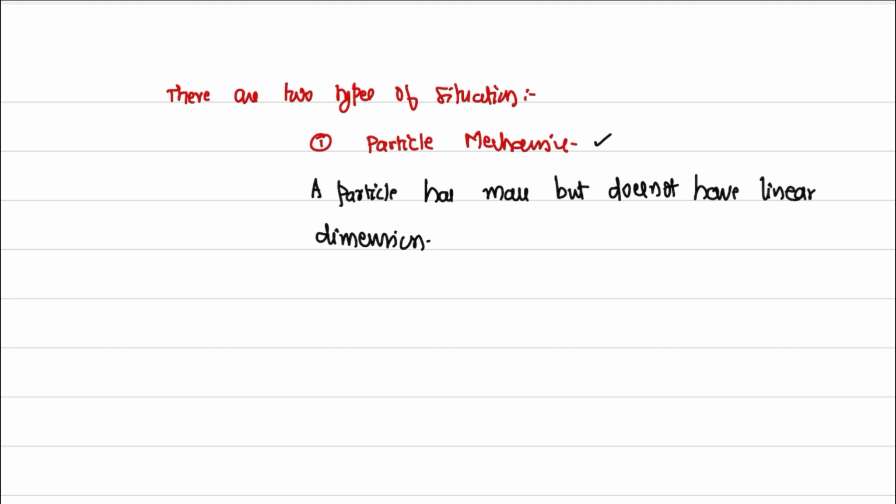One is particle mechanics. Second is rigid body mechanics. I am only talking about the classical mechanics. Here I am not taking the quantum mechanics. I am not talking about the quantum mechanics here. I am only talking about the classical mechanics, physical mechanics rather, which is physically available in front of us.